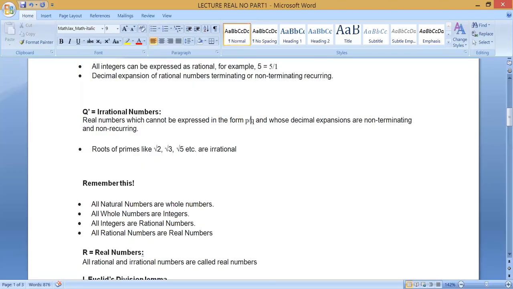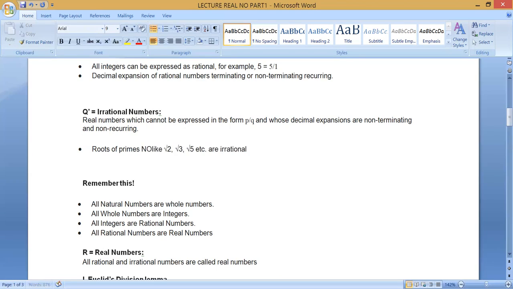A simple definition of an irrational number, if somebody asks you: irrational numbers are the numbers which are not rational. Rational and irrational numbers are two types of numbers. After this, we have roots of prime numbers, like root 2, root 3, root 5, which are irrational numbers.